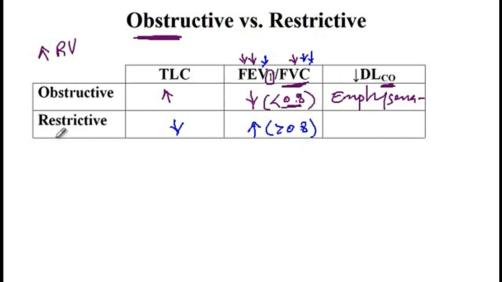Versus the second type of disorders that are causing restrictive lung disorders, and those are called intrinsic lung disorders like fibrosis, pneumoconiosis, sarcoidosis, and so on. And with these conditions, since there is a thickening of the blood-air barrier, therefore the DLCO will decrease.